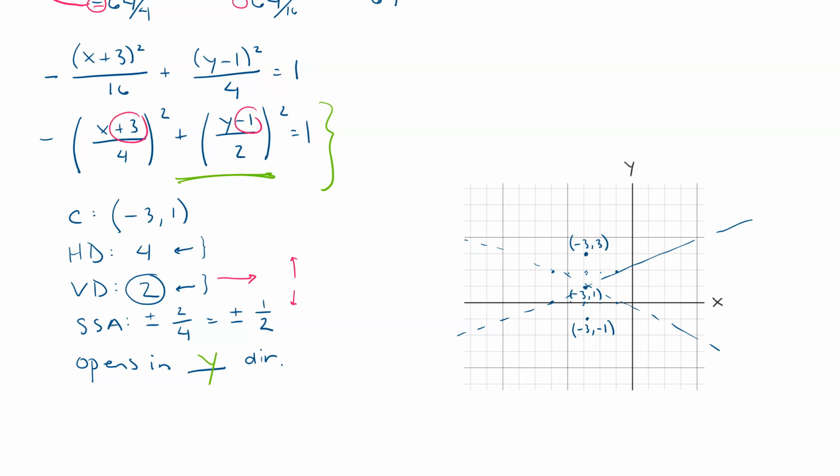So from this point, I'm going to go out to the asymptote and just stay close to the asymptote and allow the asymptote to give the hyperbola its shape. And that's it. That's what this hyperbola looks like.